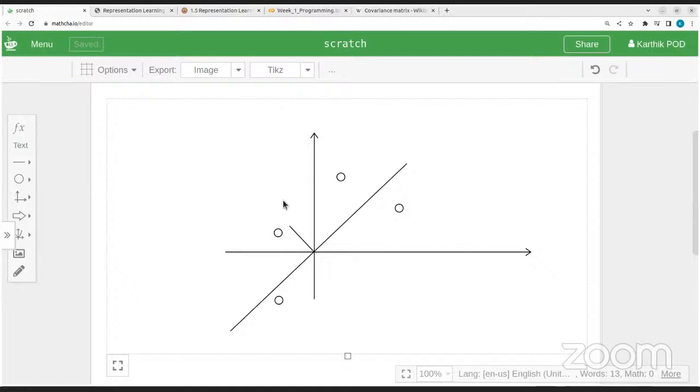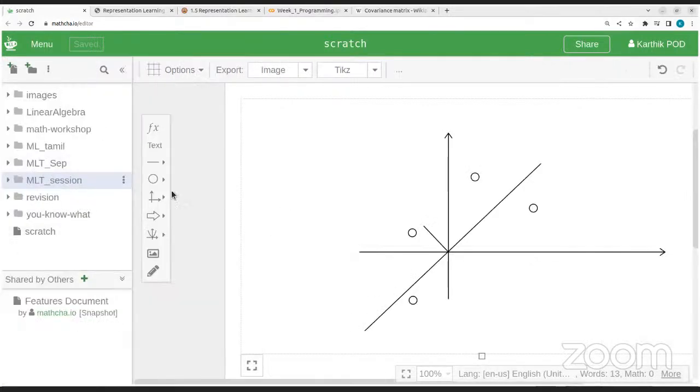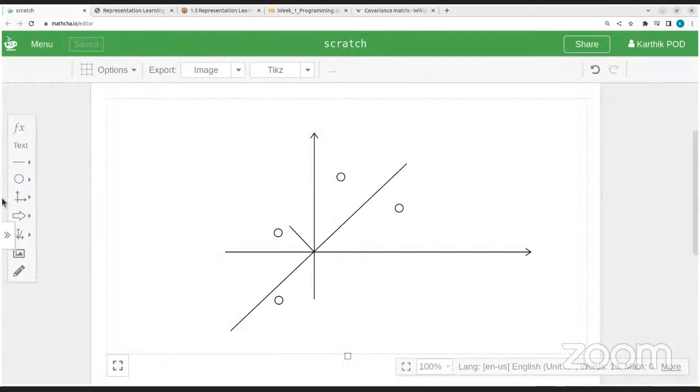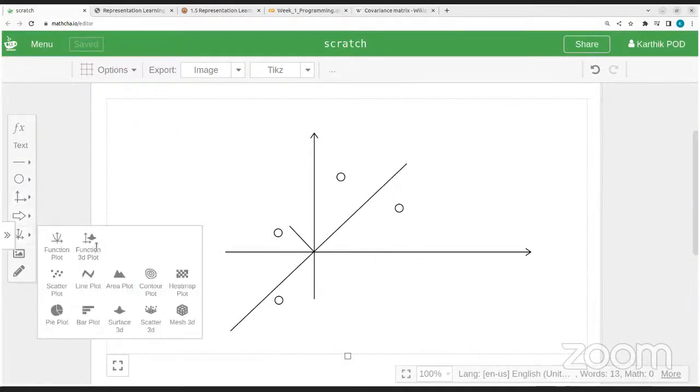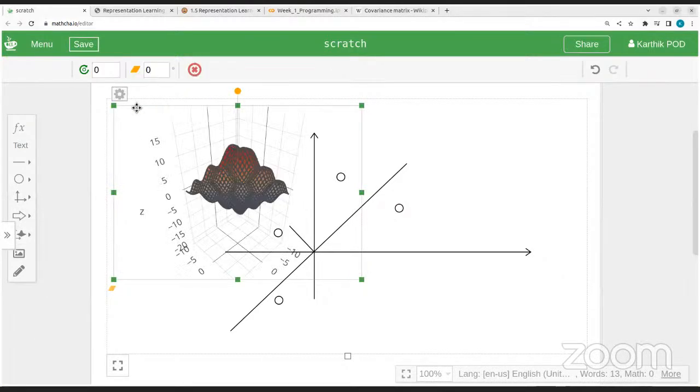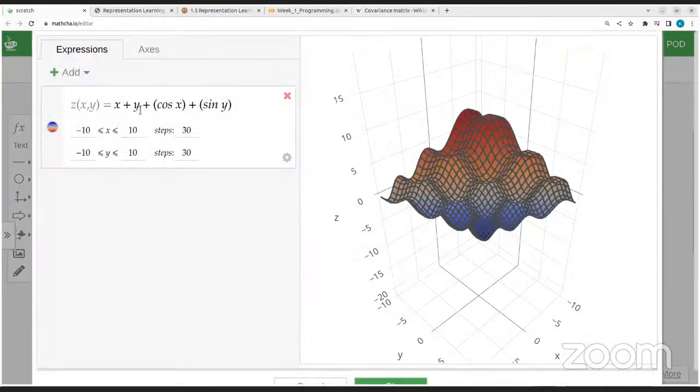If possible, could you please try to show it in GeoGebra? Okay, maybe not, because I don't know how to do it in GeoGebra. Even I'm not very sure, but let me see. There is a plotter facility here.